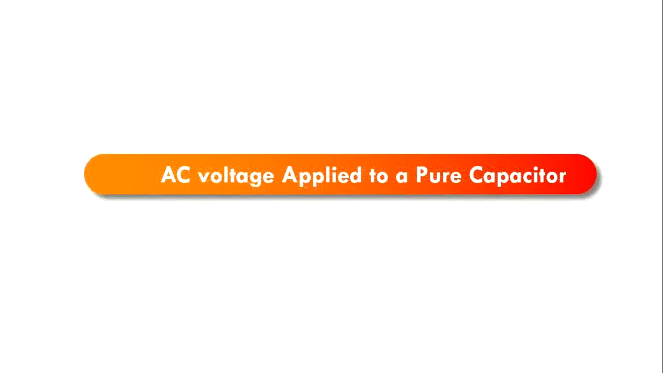Hello everyone. In this video let us understand a pure capacitor's behavior when we apply an AC voltage to it. In the previous video we have seen pure resistor and pure inductors. Let me write the circuit for this. The pure capacitor will be considered as a parallel plate capacitor with capacitance C, and I am applying an AC voltage to this. An AC voltage will be represented like this.